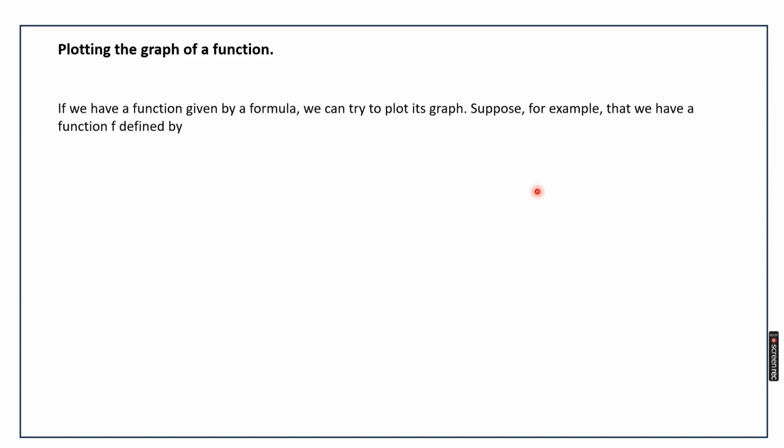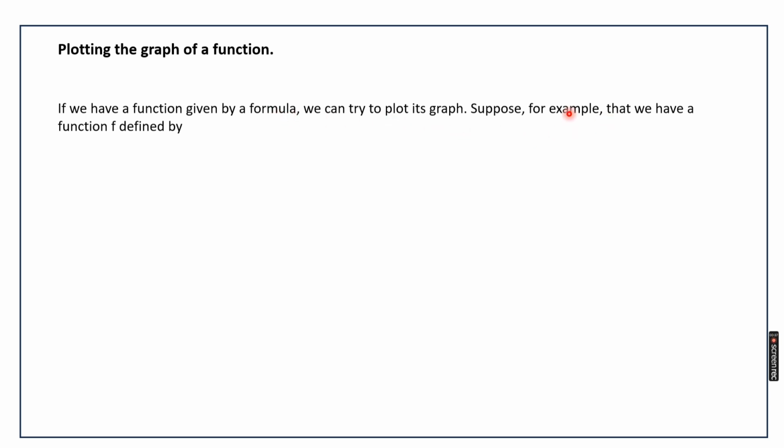In this video, we'll cover plotting the graph of a function. We have seen about function, domain, range, and some other topics on a function. So after we find the values of the range, how can we draw or plot the graph of a function? In this video, we will cover how to plot the graph of a function. If you have a function given by a formula, we can try to plot its graph.